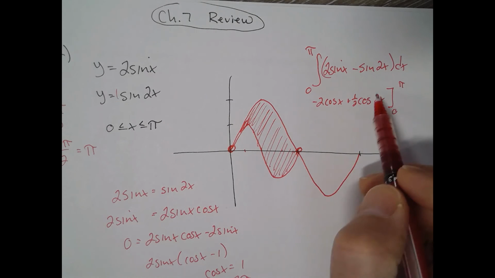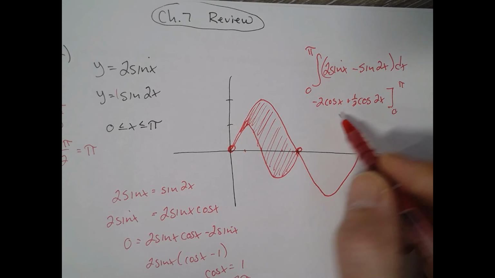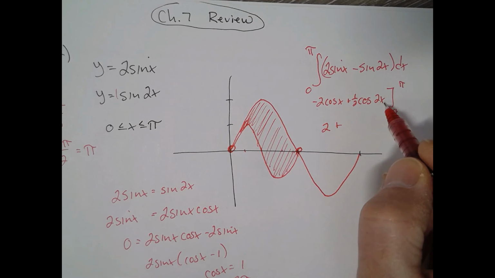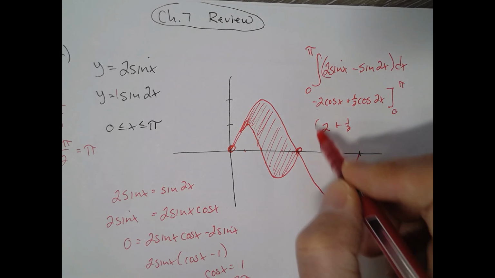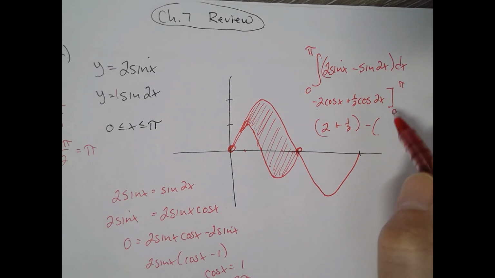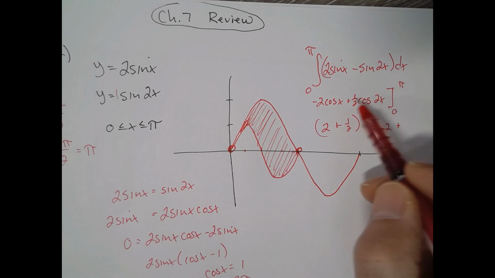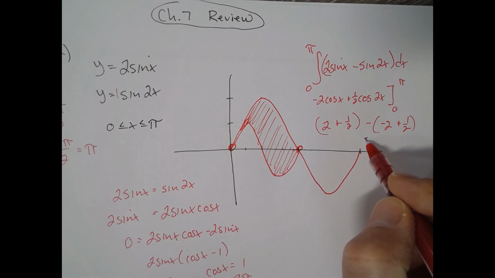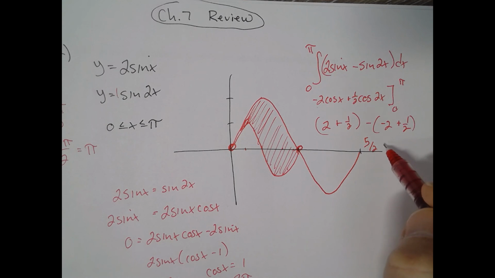So cosine pi is negative 1, so negative 2 times negative 1 would be 2, plus cosine 2 pi is 1, times 1/2 is 1/2, so 2 plus 1/2, minus the cosine of 0 is 1, times negative 2 is negative 2, plus cosine of 0 is 1, times 1/2 is just 1/2. Alright, so I have 5 halves. This is negative 3 halves, so plus 3 halves gives me 8 halves, or 4 for the area.